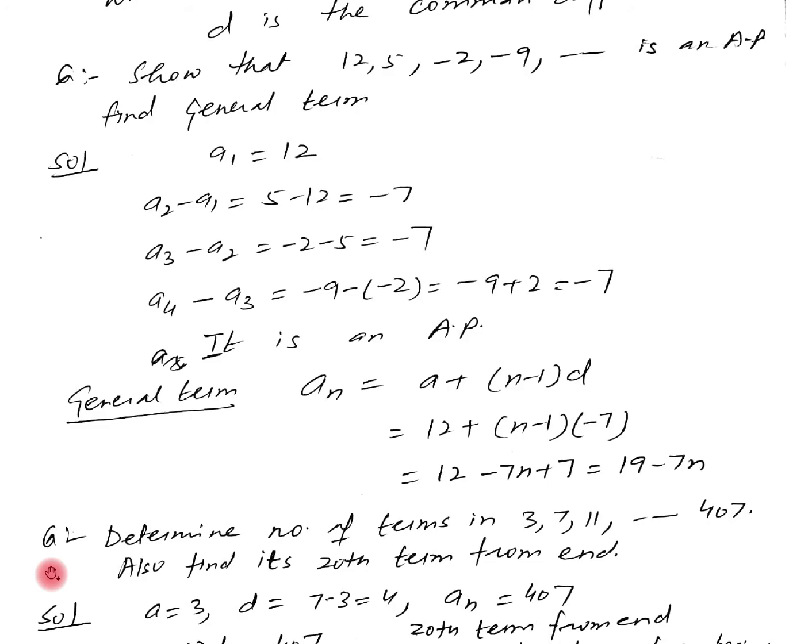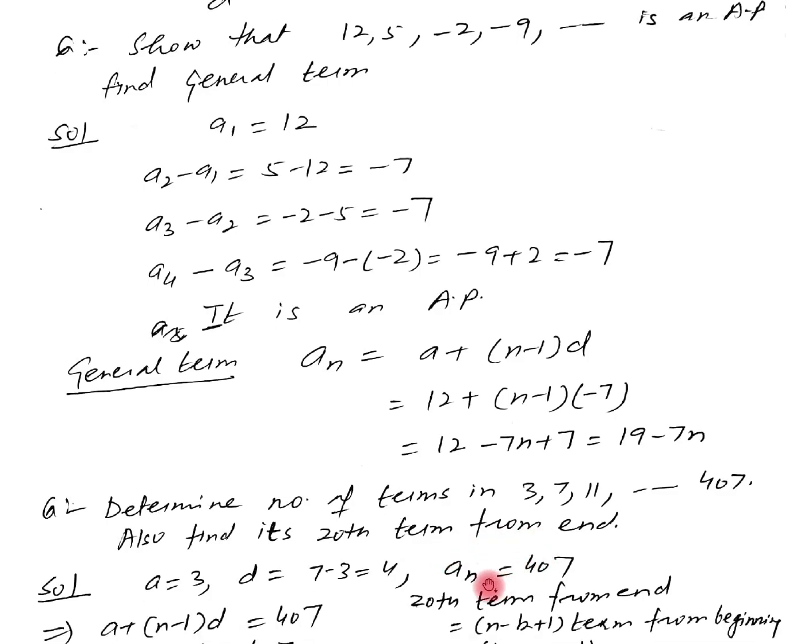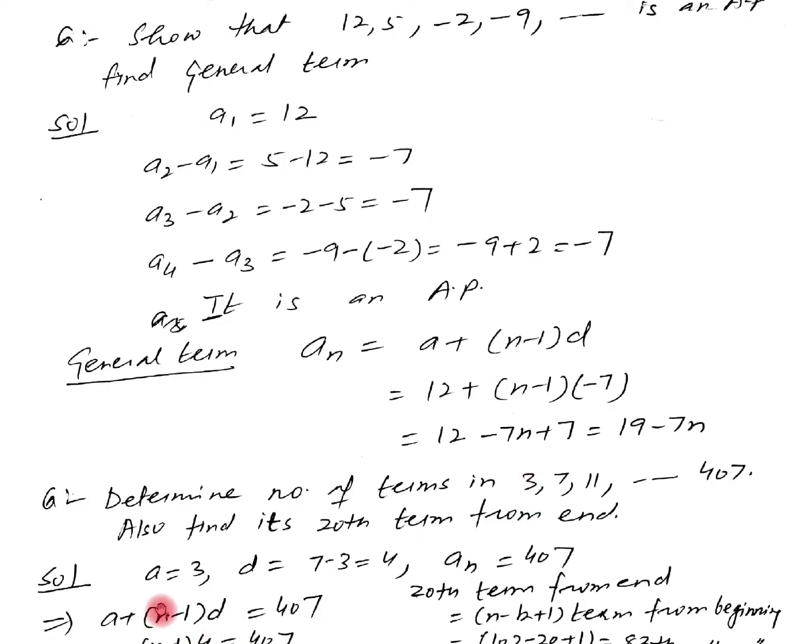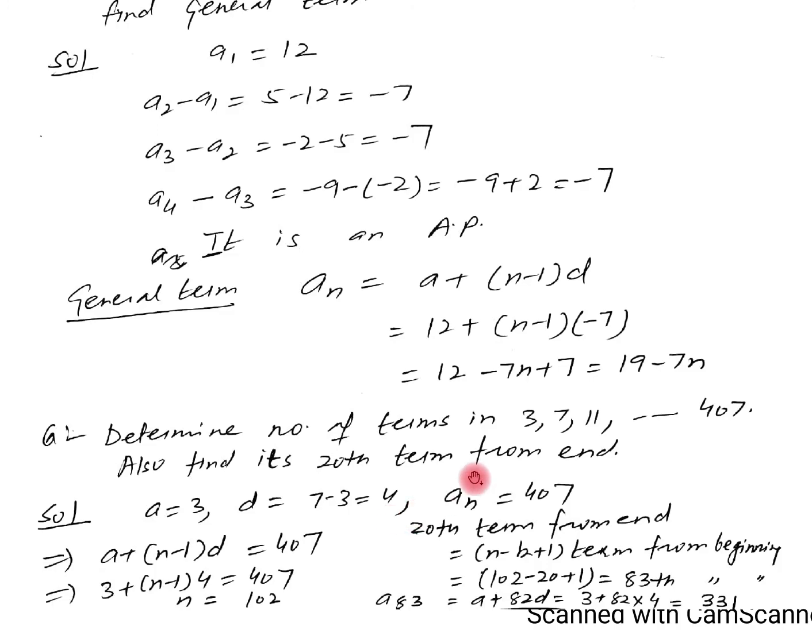Now the next question is here. Determine the number of terms in 3, 7, 11 and the last term is given to be 407, and also find its 20th term from the end. Now the given sequence is this. Here first term is 3, common difference is 4, and the last term means the nth term is given to be 407. By using the result of nth term, putting all the values and solving it, we are getting n equal to 102. It means the number of terms are 102.